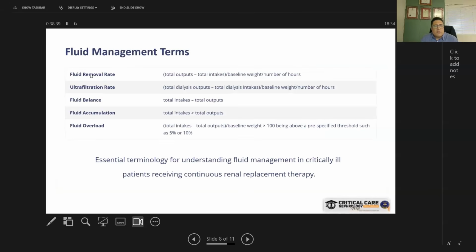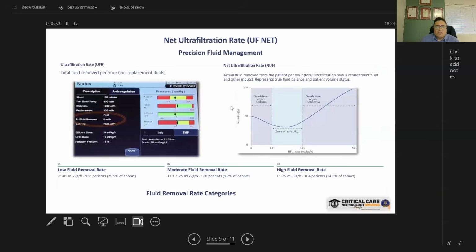There are many of these terms that go around in continuous renal replacement therapy: fluid removal rate, ultrafiltration rate, fluid balance, fluid accumulation, fluid overload. And this can become very confusing at times. But the important one to know about is net ultrafiltration rate, right?